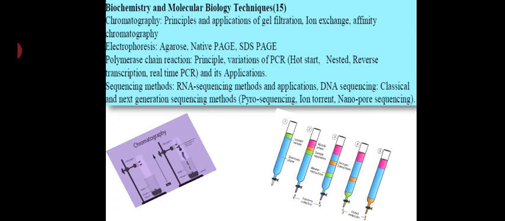So for this purpose, in electrophoresis, we have to study agarose gel electrophoresis, native PAGE electrophoresis, and SDS PAGE electrophoresis. SDS PAGE is sodium dodecyl sulfate polyacrylamide gel electrophoresis. So electrophoresis is the technique of separation of molecules on the basis of charge and size. In that, we have to study the types of electrophoresis: agarose, native PAGE and SDS PAGE.